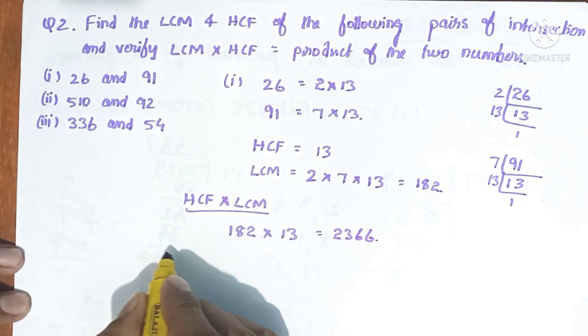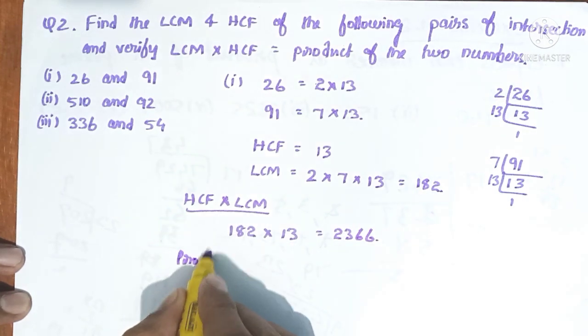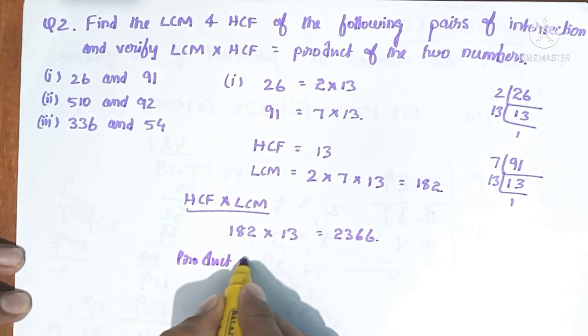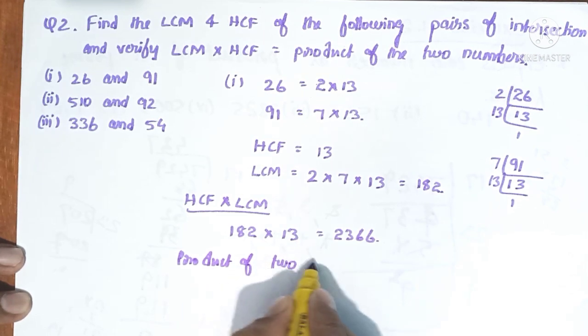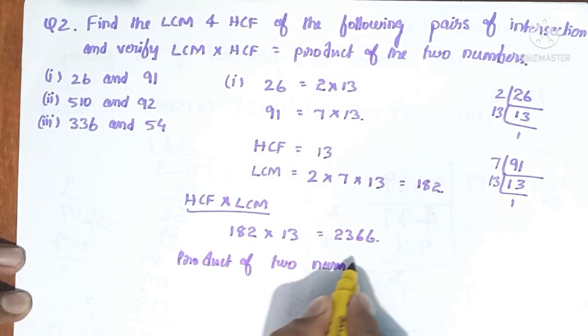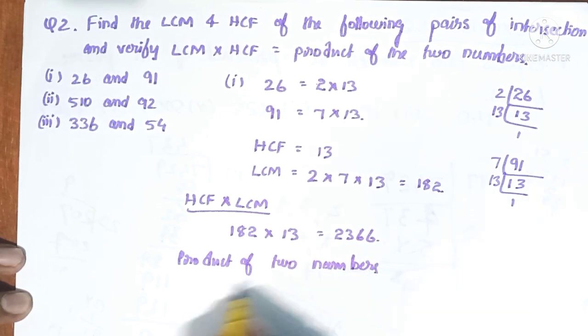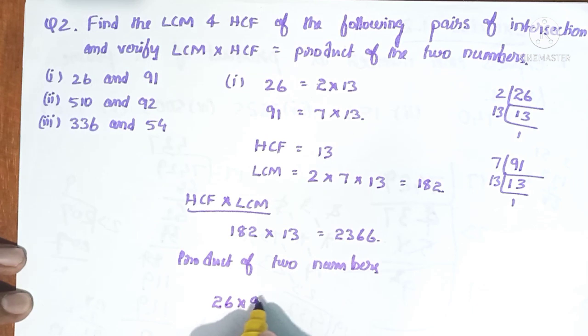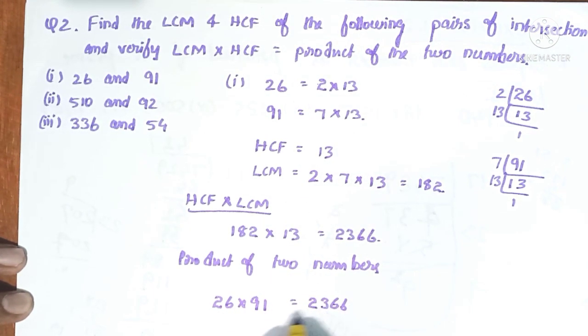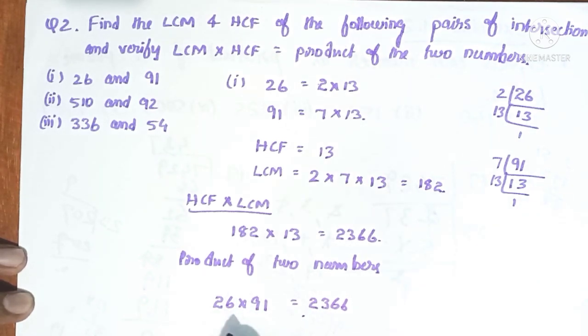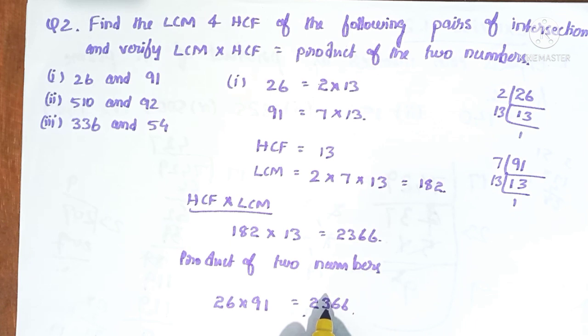2366. Okay. And how about the product of these numbers? Product of two numbers, 26 into 91 is also 2366. Okay. So we have verified that the product of LCM and HCF is the product of two numbers. Okay.